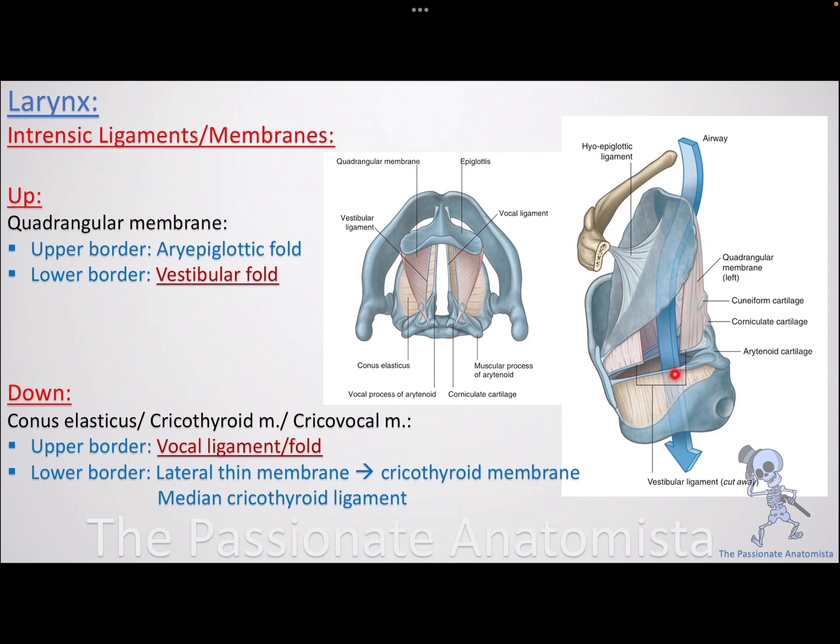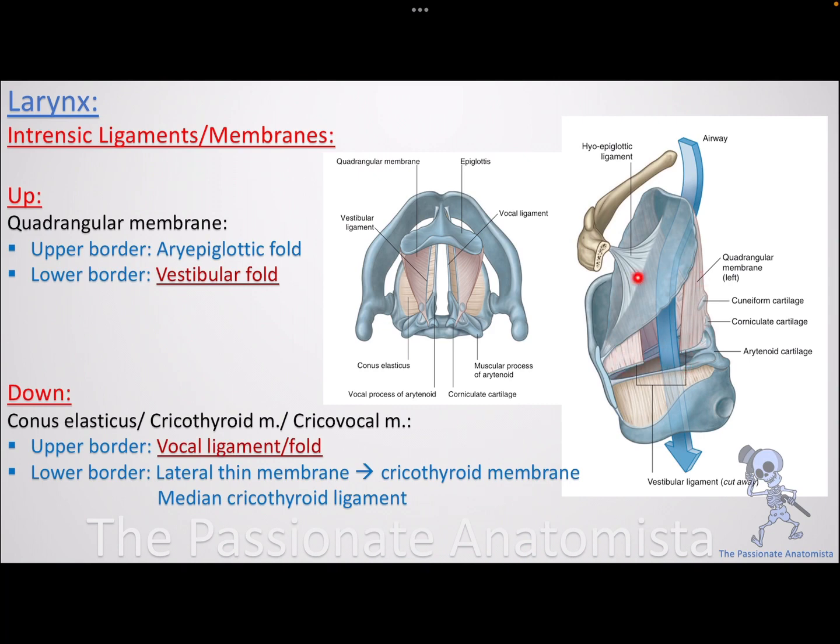All right, so remember the quadrangular membrane was up, and that the upper free border is condensed to form an important fold that connects the epiglottis to the arytenoids. Which is very important because that fold is going to help us to close off the laryngeal inlet by the aryepiglottic muscle in it. So that is the aryepiglottic fold, and the lower free border of the quadrangular membrane will give the vestibular folds.